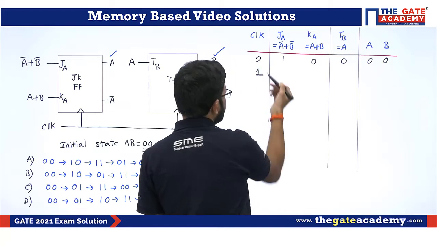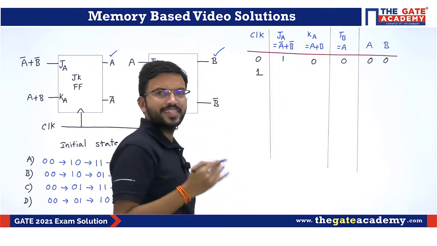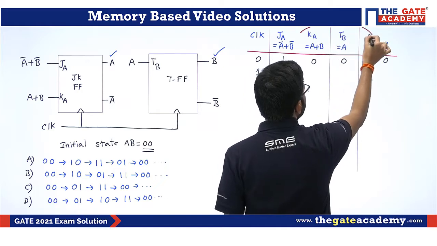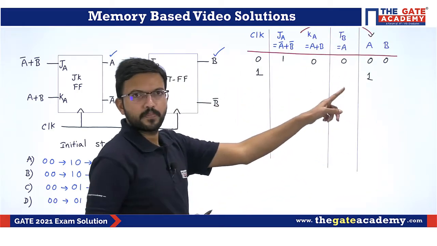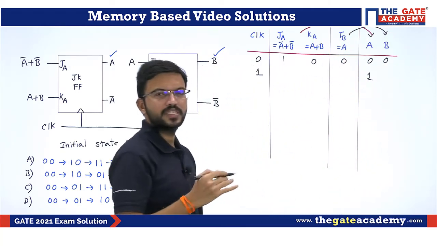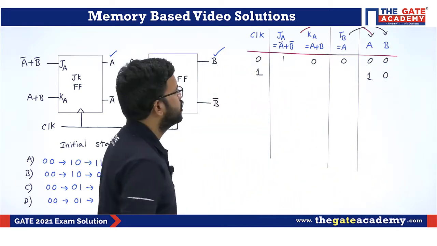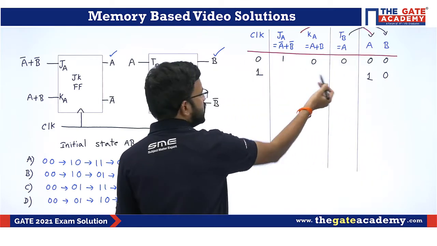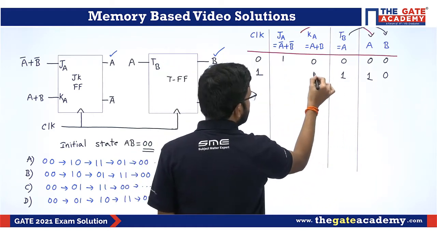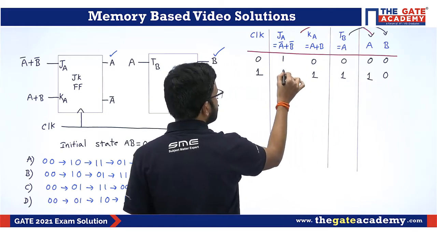Now I am applying the first positive edge of the clock pulse. For the JK flip-flop, you have the inputs as 1, 0, so the output is 1. For the JK flip-flop, the inputs are J_A, K_A, and the output is A. For the T flip-flop, T_B is the input and the output is B. Here the input is 0, that means there is no change at the output. Whatever earlier state you had, the same state will continue. Now we got 1, 0. With respect to that, determine the inputs. A value is 1. Here 1 plus anything is 1, logical OR. Here 1 bar is 0 plus 0 bar is 1.